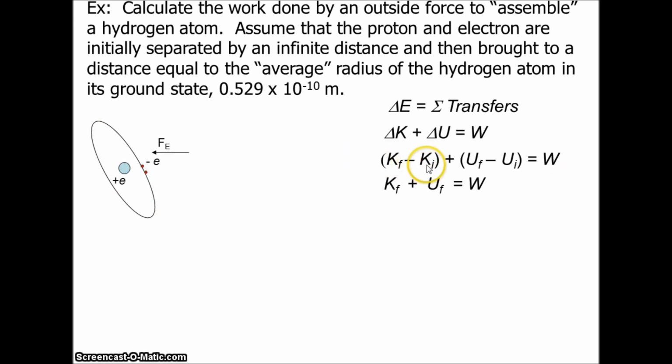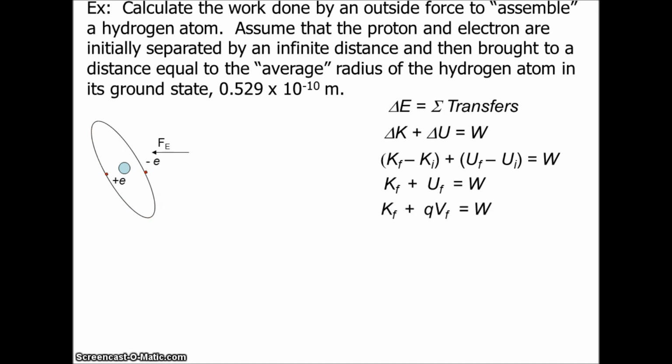Well, the initial kinetic energy, when it's at infinity, it's not moving, that electron, so zero kinetic energy. Further, at infinity, it has no potential energy, because think of it as kq over r. The distance goes to infinity, so that potential energy then goes to zero. So we're really looking at the work done is going to be equal to final kinetic energy plus the final potential energy.